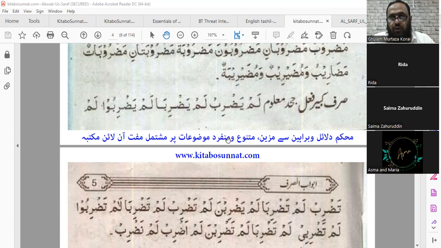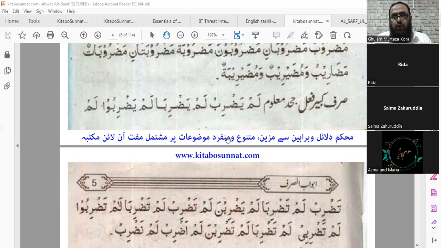When lam enters into these 5 sigas, the last zamma is changed into jazm. They become lam yadrib, lam tadrib, lam tadrib, lam azrib, lam nazrib. Is that clear now? Yes, sir. Okay.